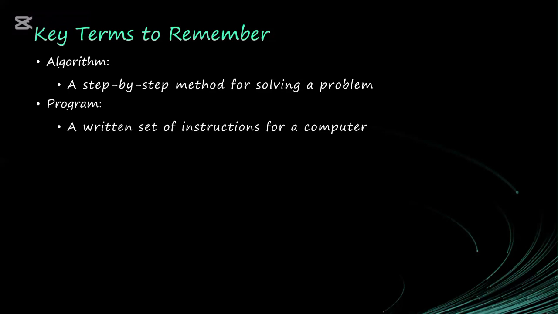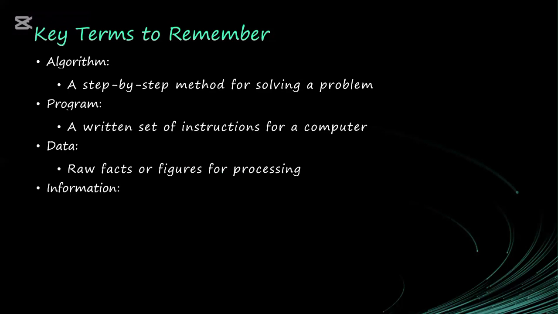All those icons that you're clicking, when you click the icon for Facebook or the icon for TikTok, those things are programs, they are software. So these are written sets of instructions for a computer. Data is raw facts or figures for processing, but information is when this data has been processed. Data is a raw fact, you have not processed it, but information is processed and meaningful data.